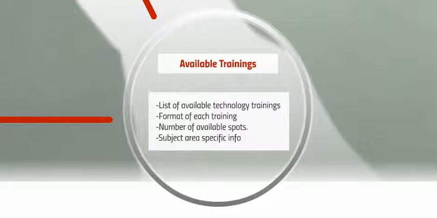We'll have a list of available trainings and what technology is going to be talked about in those particular trainings. Also about the format of each training, whether or not it's going to be small groups, a large group of teachers, or even an online setting. Talk about the number of available spots for each department. And then there's also going to be a brief discussion about the subject area. It's going to be more of a subject area specific information about each training.